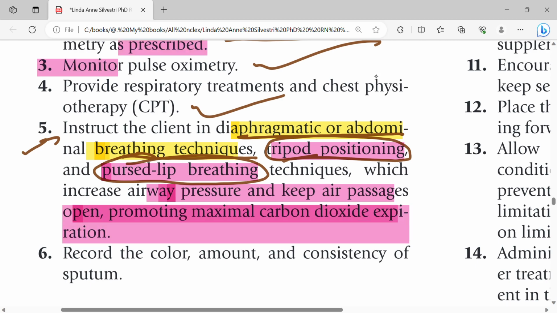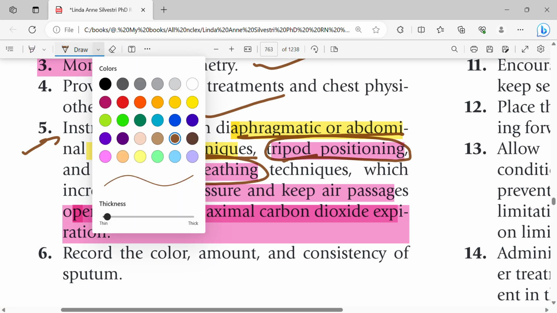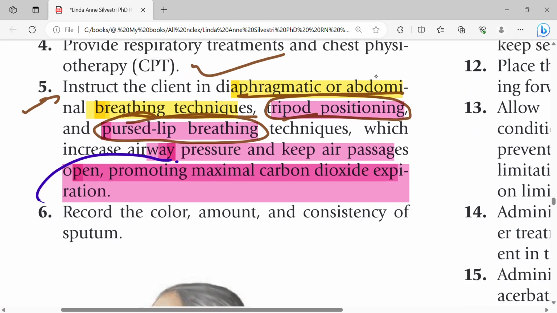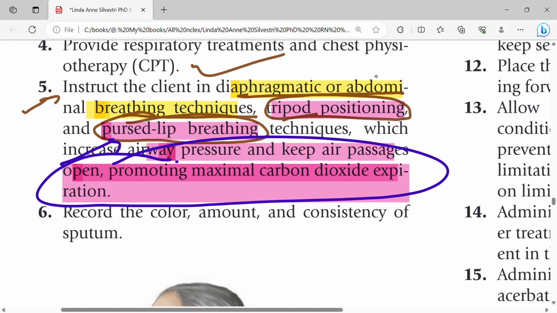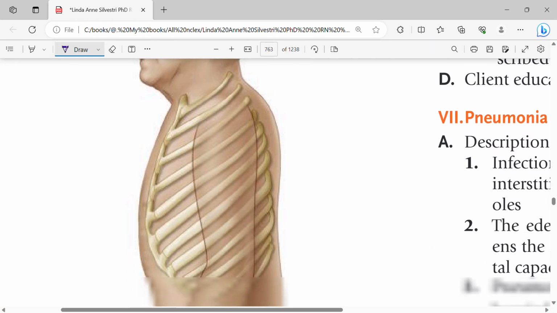So what will it lead to? Main thing, it will help to remove the carbon dioxide. So pursed lip breathing will help to remove the carbon dioxide. Okay, and record the color, amount, and consistency of the sputum also.